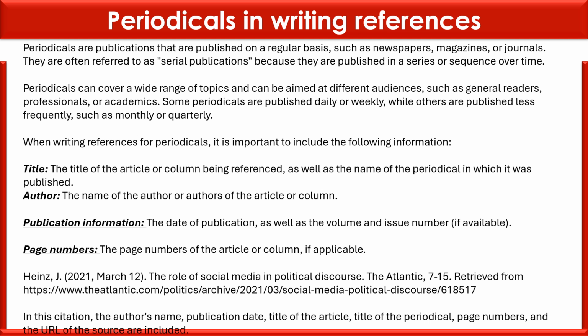So when writing references for periodicals, it is important to include the following information. Always include the title of the article, the author who wrote that article, the publication information such as date of publication as well as volume and issue number if it is available. Then page numbers, the page number of the article or column if applicable. So below there, as you can see, there is a sample of how you reference a periodical, such as this article below.